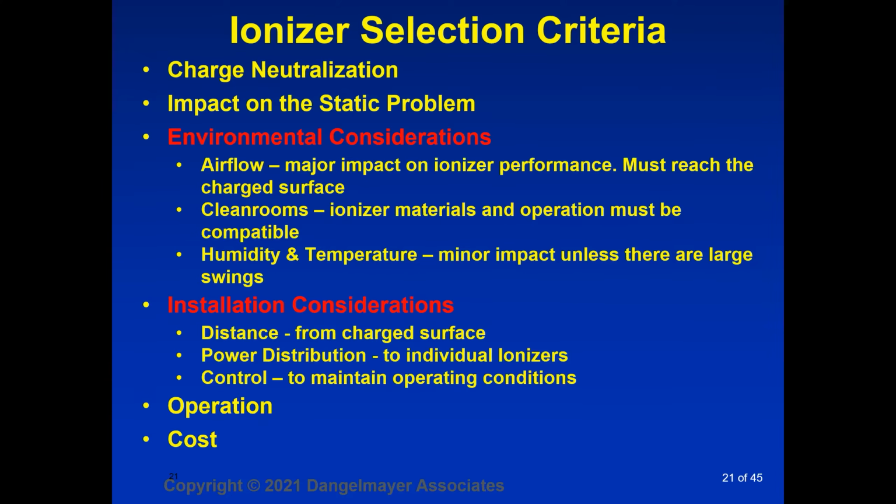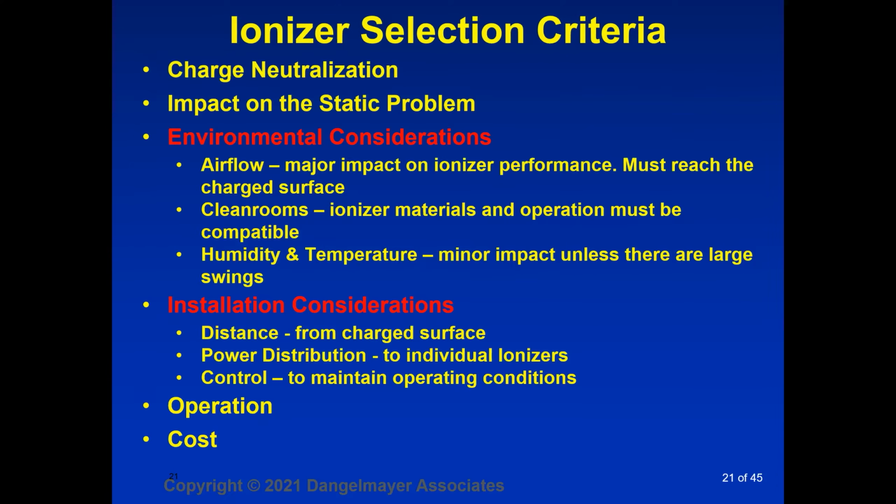Humidity and temperature. These have a minor impact on the ionizer operation unless there are large swings. If there are large swings of humidity, you may have to choose ionizers that have their balance monitoring built in to avoid a swing in the ionizer operation. But in most work areas, there isn't a wide swing in humidity and temperature during the workday. Usually it's fairly well controlled.